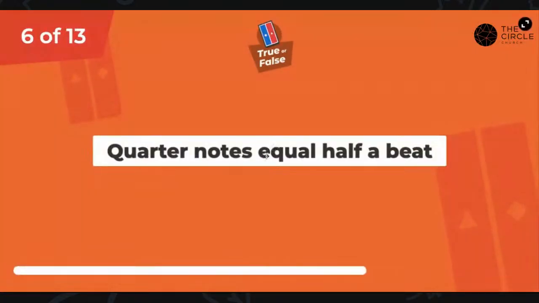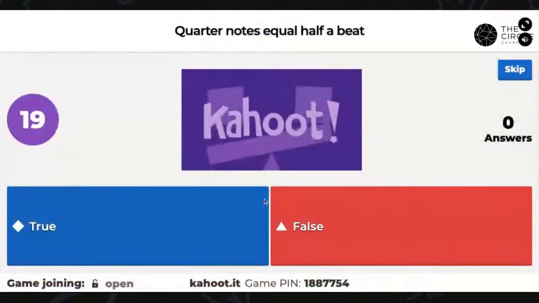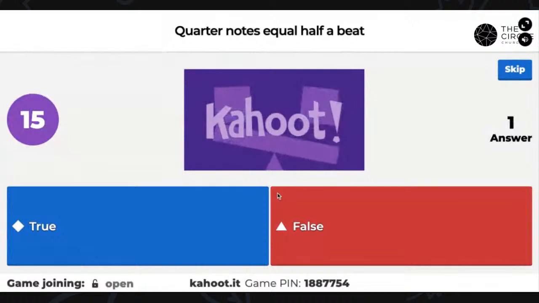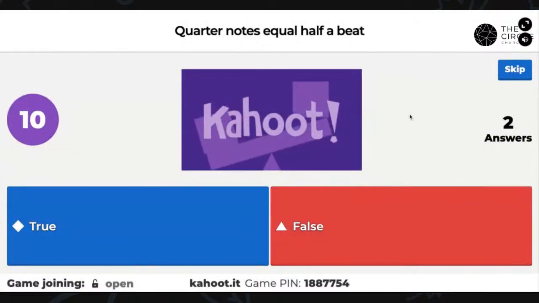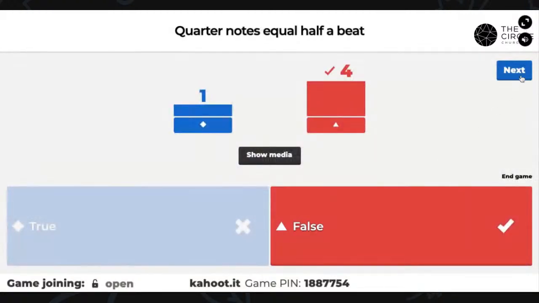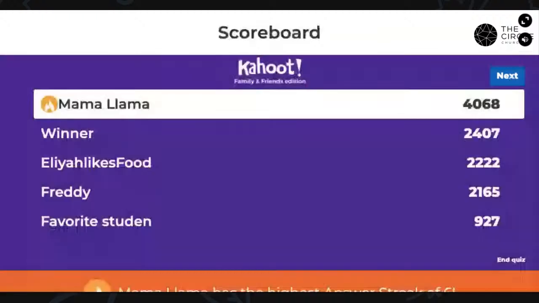So this question is also true or false, and it's quarter notes equal half a beat. The blue is true and red is false. Okay. Everybody's staying in the same place.